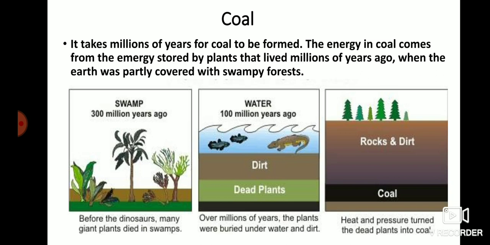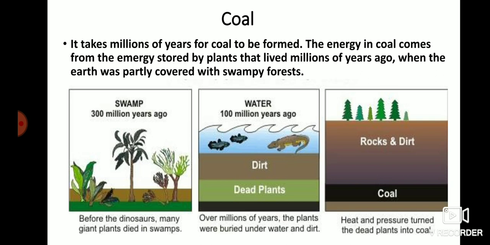That means it takes millions of years to form coal, and by the chemical change, the forest or the plant body changes into black coal. That is why it is known as fossil fuel. You know what fossils are? Fossils means preserved remains of plants and animals. So here, as the coal is formed from the remains of dead plants, it is known as fossil fuel.